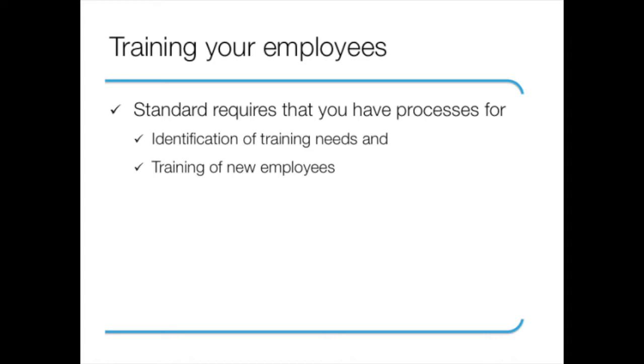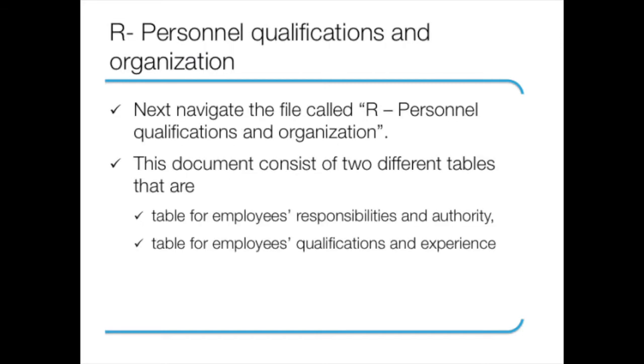Just take your time and get familiar with the sections and the documents related in this step. After you're done, you can save and close the FPC manual as we're done with it. Next, navigate to the file that we previously downloaded called R Personnel Qualifications and Organization. This document consists of two different tables: first, the table for employees' responsibilities and authority, and second, the table for employees' qualifications and experience.